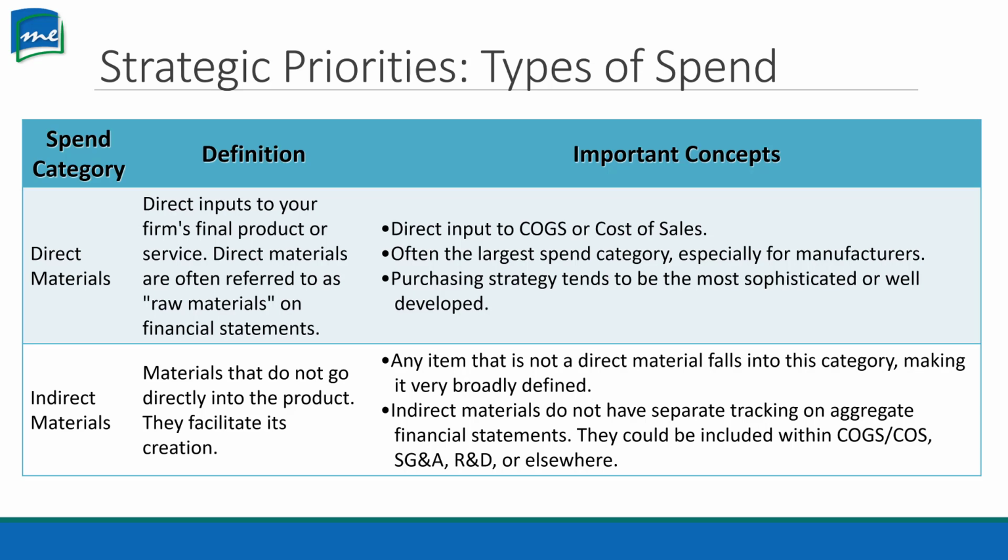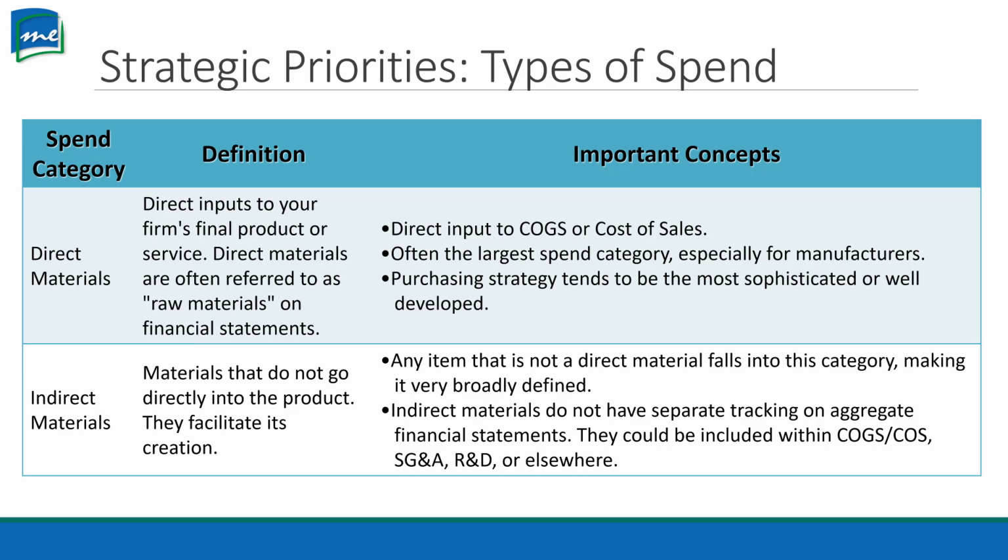So some important concepts to remember here. Direct input to cost of goods sold or cost of sales for direct materials. Often the largest spending category, especially for manufacturing. And purchasing strategies tend to be the most sophisticated and well developed within the company because you do it all the time. So it's well defined.